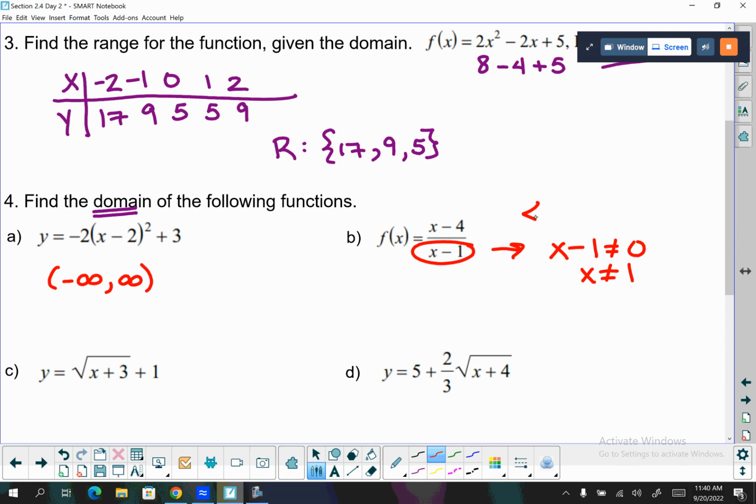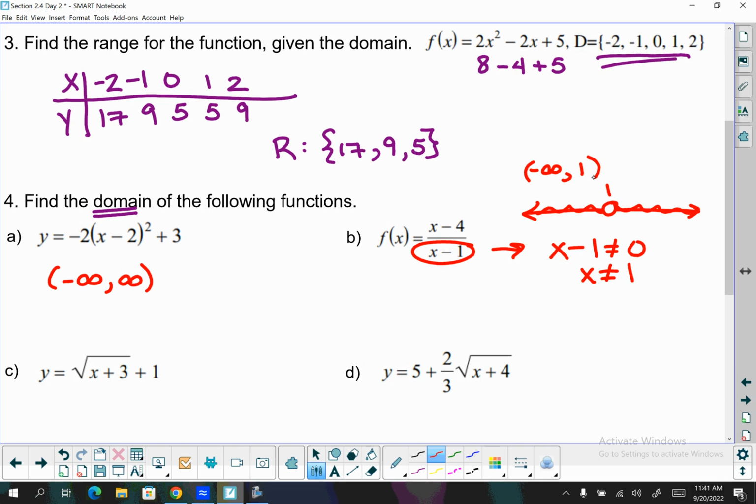Now, let's imagine a number line. The whole number line is shaded, except that 1, I have an open circle. Anything that's shaded is my domain. So there are two groups there, numbers smaller than 1 and numbers bigger than 1. So I'm going to put those in interval notation. And actually, I'm just going to write it above my number line here. Negative infinity to 1. 1 is an open circle, so it's a parentheses. Union, because it jumps. 1 to infinity.